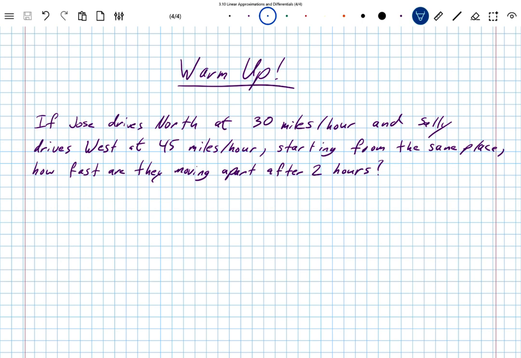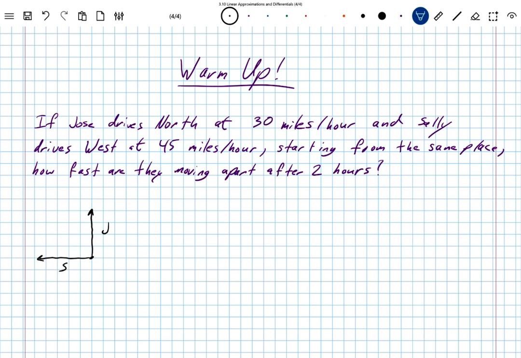All right, I'm going to give this a try. I'm going to start off by drawing a picture. So we've got two cars driving from the same spot. One is going east. One is going north. It looks like I've got Jose going north, and I have Sally going, sorry, not east, but west.